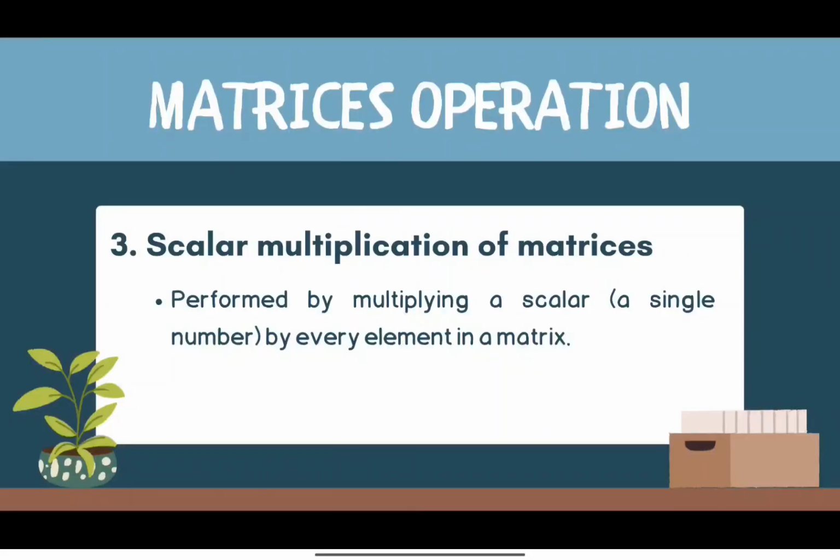The third one is the scalar multiplication of matrices. It is performed by multiplying a single number, which is called a scalar, by every element in a matrix. It is simple. Whatever the scalar is, you multiply it to each entry of the matrix.